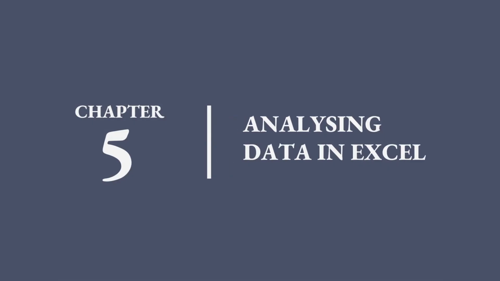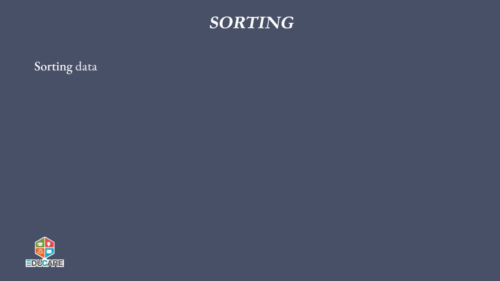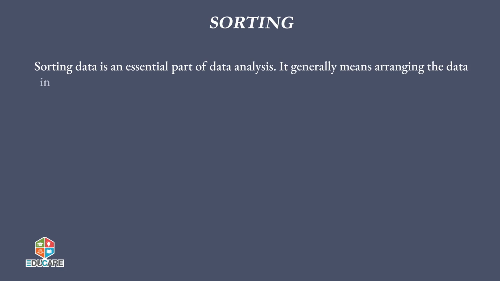Chapter 5. Analyzing Data in Excel. Sorting. Sorting data is an essential part of data analysis. It generally means arranging the data in ascending or descending order.